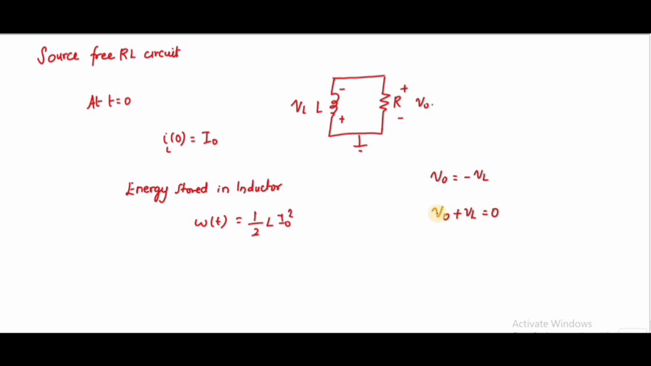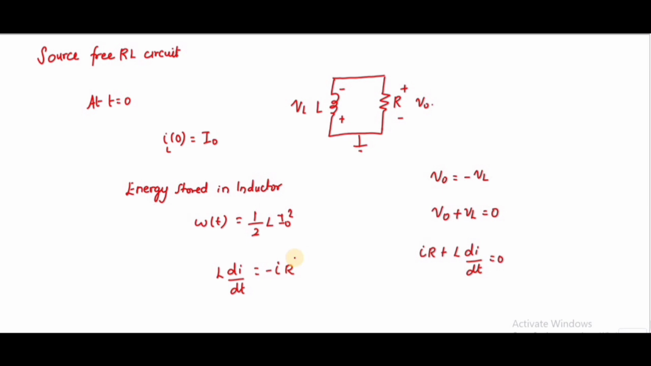So what is V naught? V naught is equal to the current flowing through this one, let me take it as I, into R, plus the voltage across the inductor, L di by dt, that is equal to 0. From this I can write L di by dt is equal to minus I R.